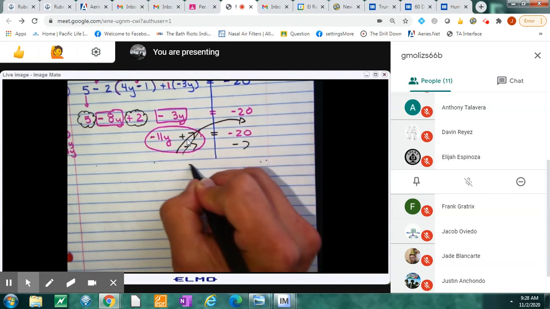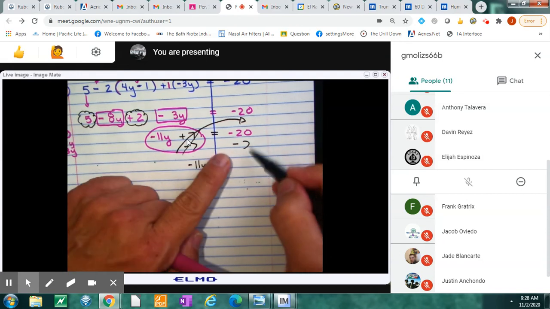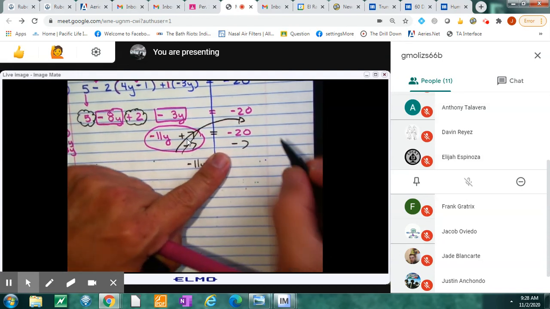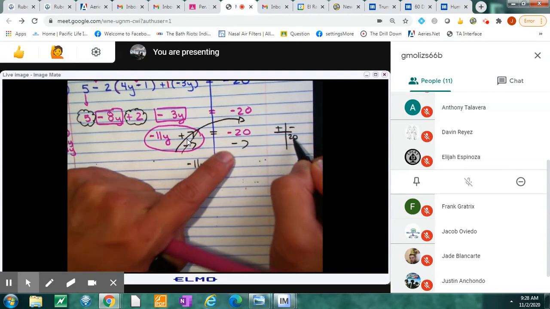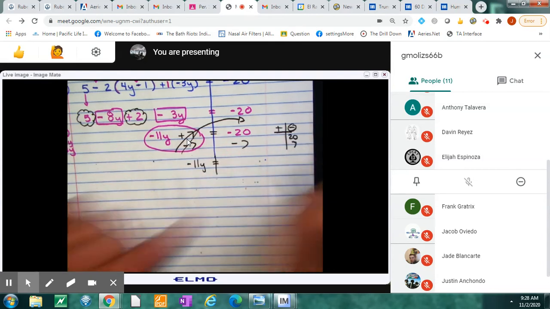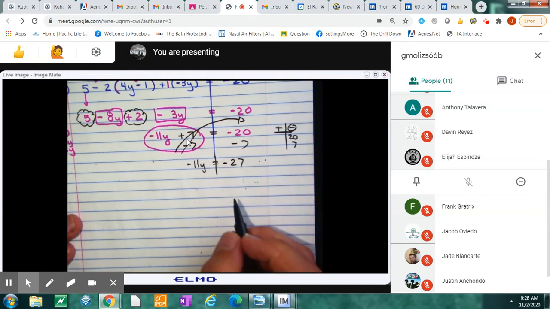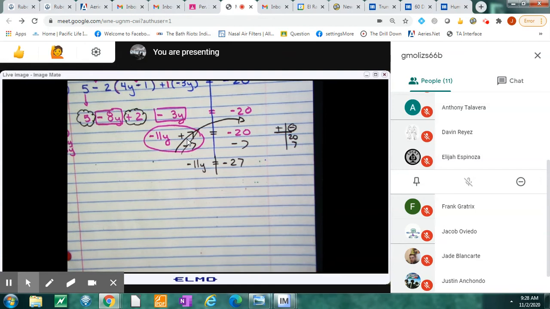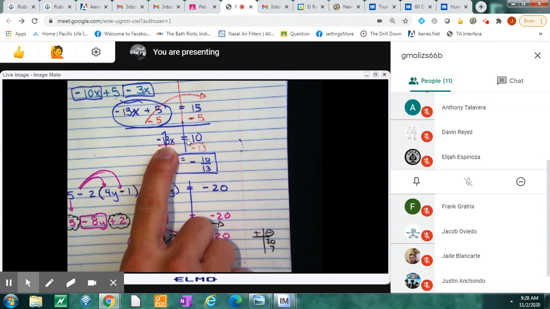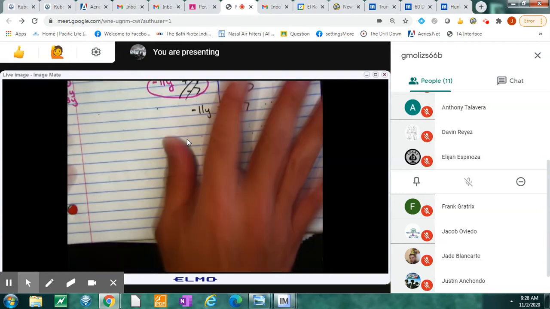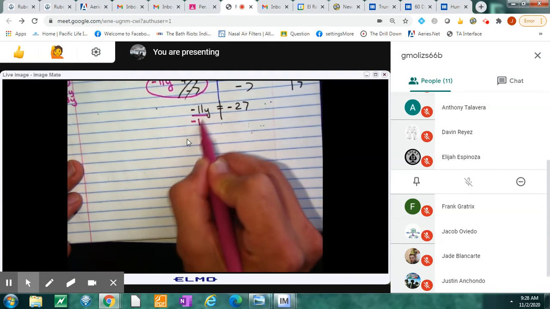Then the -11y comes down, equals, and then here I have to add because remember, it's not multiplication. So I'm going to go ahead and do a t-chart, -20, -7. So that's negative what? 27. Okay. Now we're good. Now we got to divide, right? So if you look at the other one, when they're together, that's the only thing. Then you divide. Okay. So let's go ahead and divide by -11.